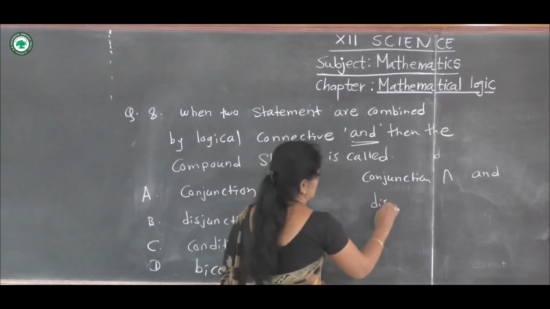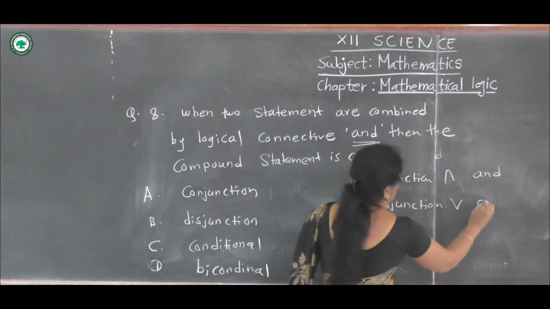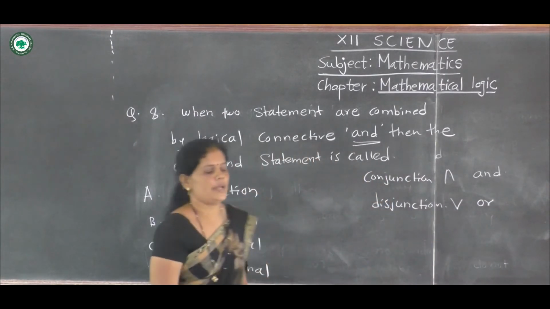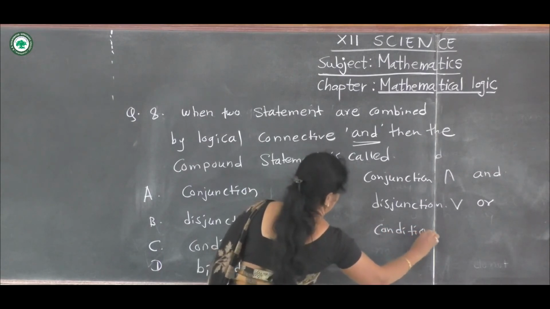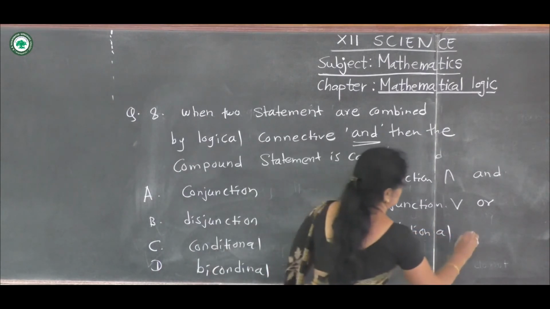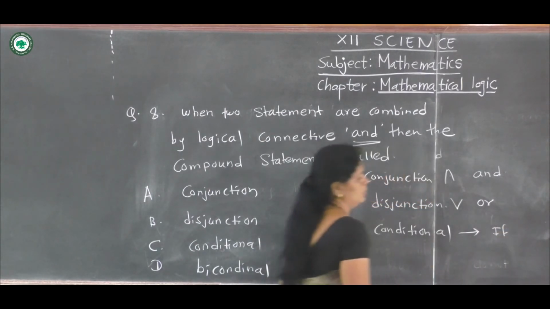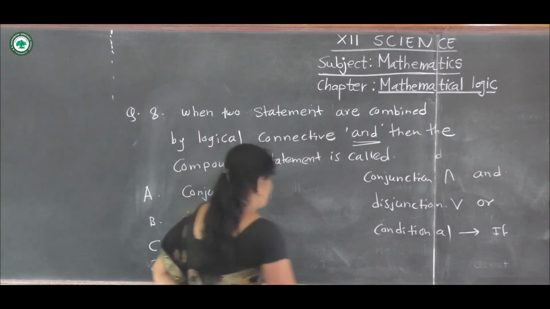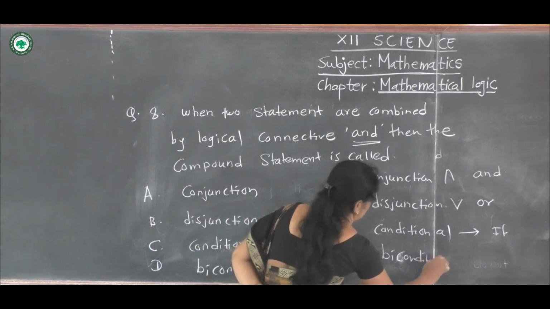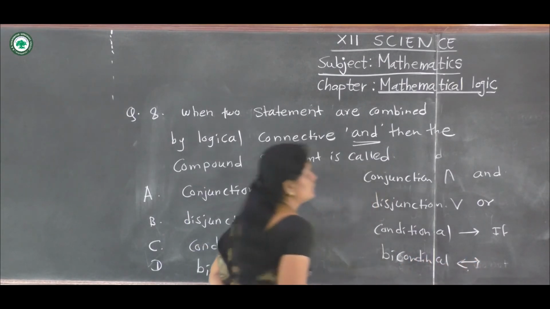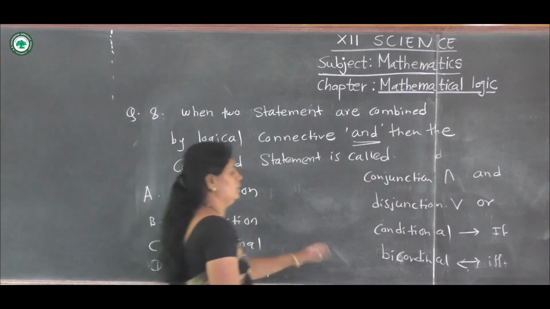Disjunction uses the word or, with this sign. Conditional is if-then, implication. Biconditional is double implication, if and only if.